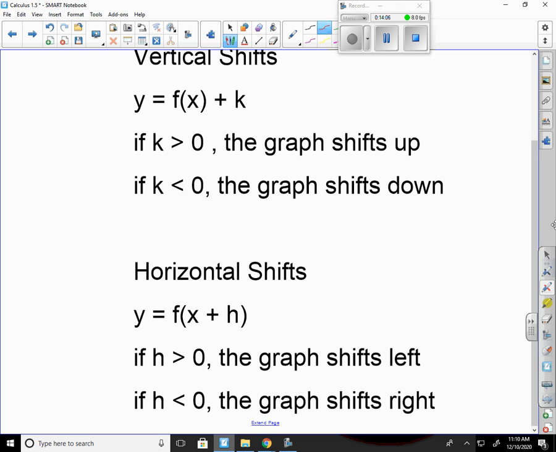Some examples of these would be like my parent function being f of x equals x squared. Then this would be y equals x squared plus 4. That's taking the original function x squared and shifting it up 4. Y equals x squared minus 4, shifts it down 4.